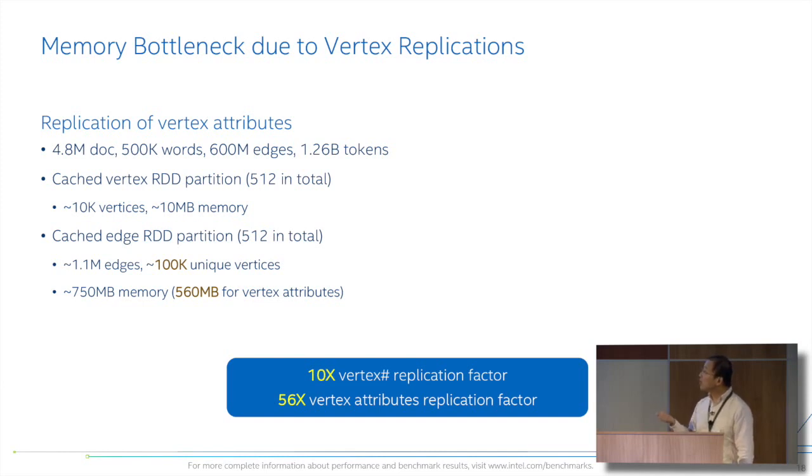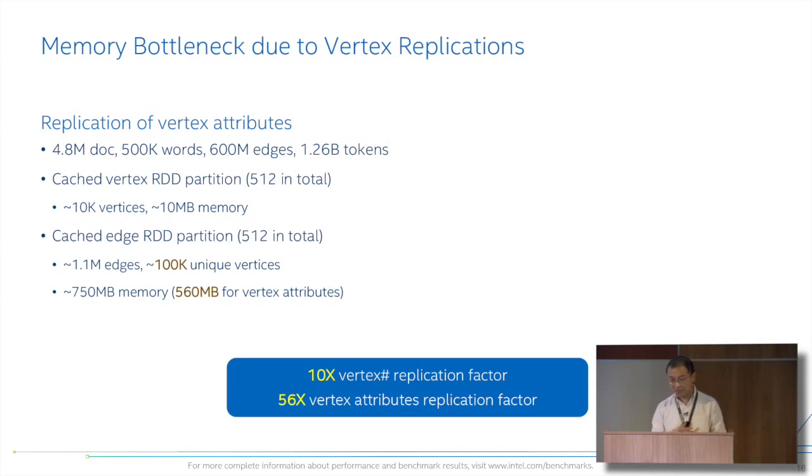And then it uses about 750 megabytes to cache each edge partition. And among that memory, about 560 megabytes are actually used to cache those replicated vertex attributes. So it's simple math. Every vertex needs to be replicated about 10 times across the edge partitions. And for the attributes, if you count the memory, it's 56x.